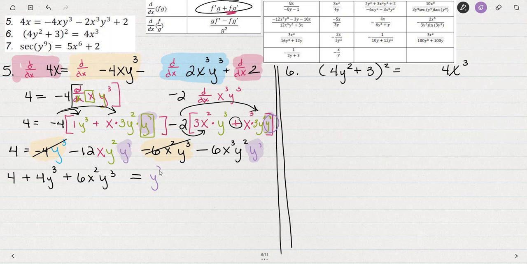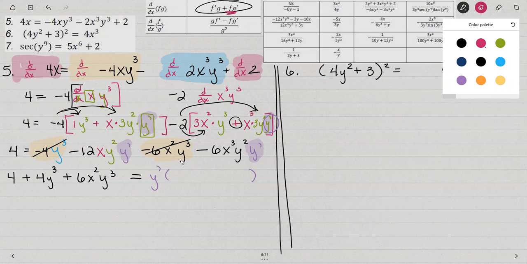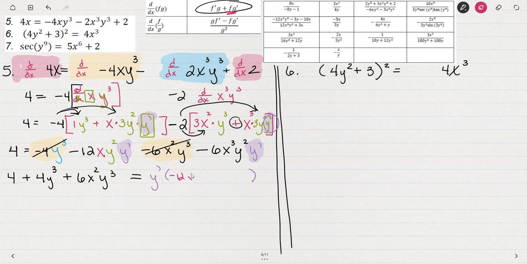and here's where I'm going to pull out my y prime. Y prime times the quantity of negative 12xy squared minus 6x cubed y squared. And now I can divide both sides by negative 12xy squared minus 6x cubed y squared, so that I isolate that y prime.